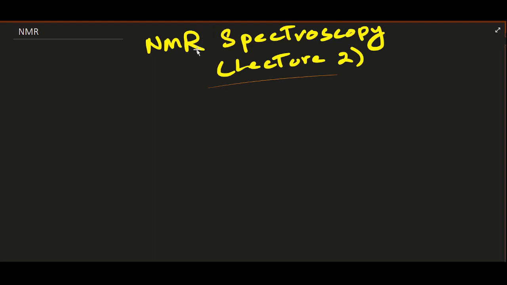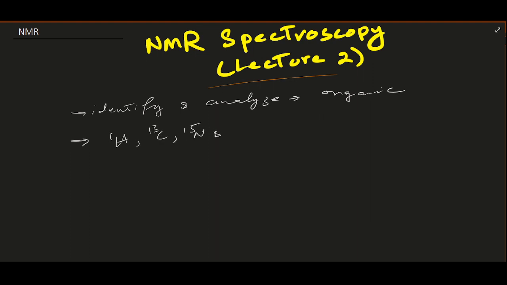This is NMR Spectroscopy Lecture 2. In this lecture, we will discuss how we can identify and analyze organic molecules in NMR spectroscopy. NMR spectroscopy is based upon a nuclear spin of proton, carbon 13, nitrogen 15, and so on.